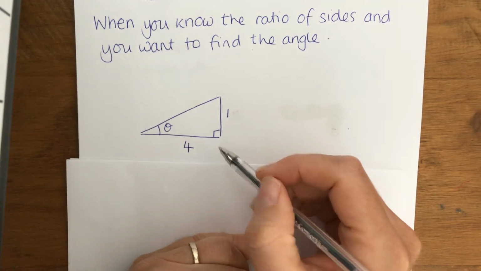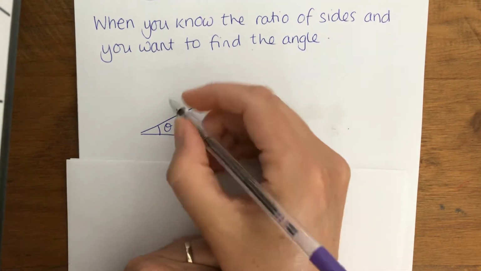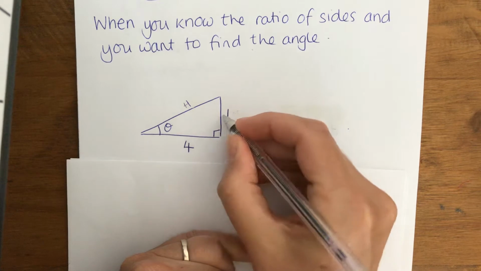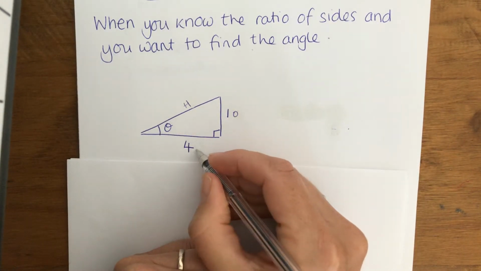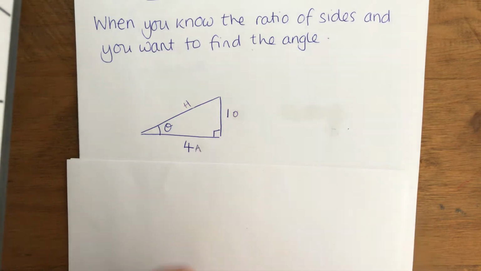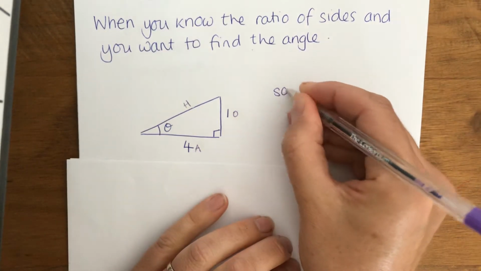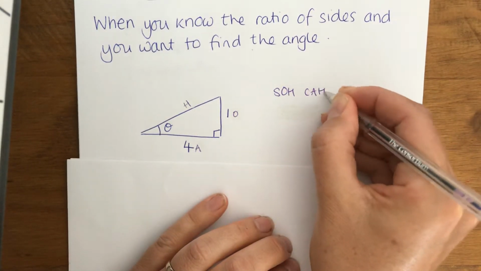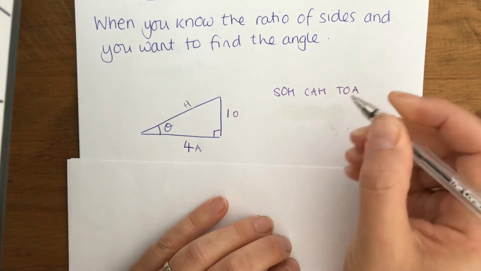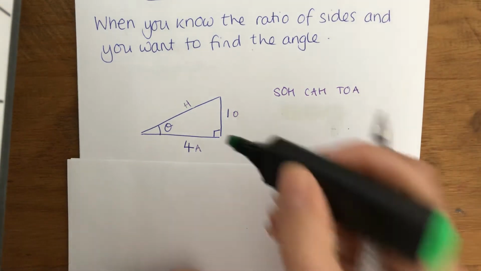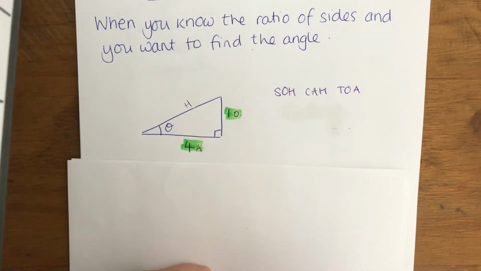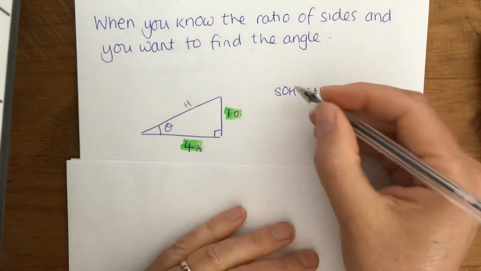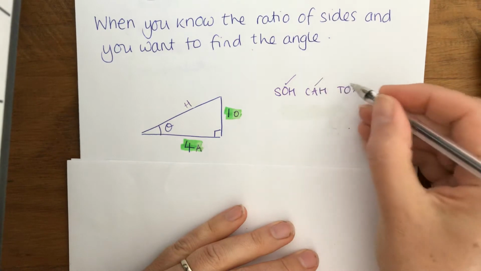So again, you start off by labelling the sides. Hypotenuse opposite the right angle, opposite the angle of interest, so that's the angle of interest. This is next to the angle of interest. You write down SOHCAHTOA. The two of interest to you are the two that you've got, so the opposite side and the adjacent side.